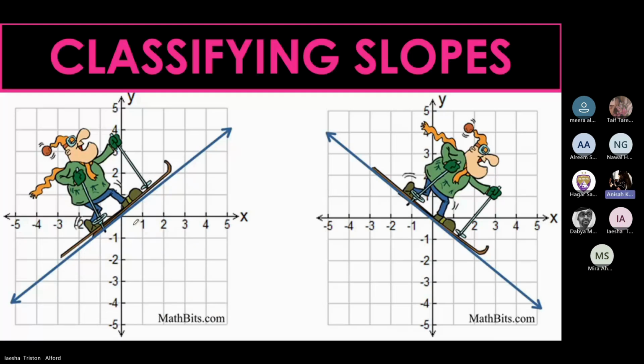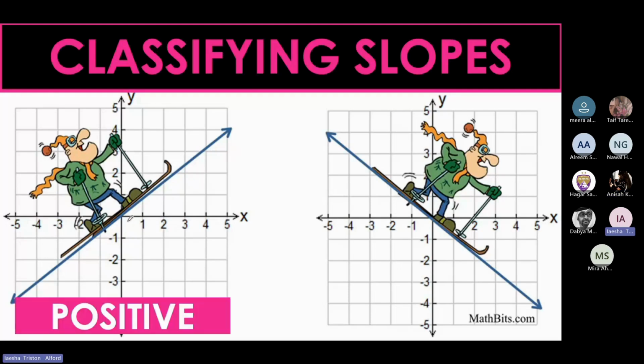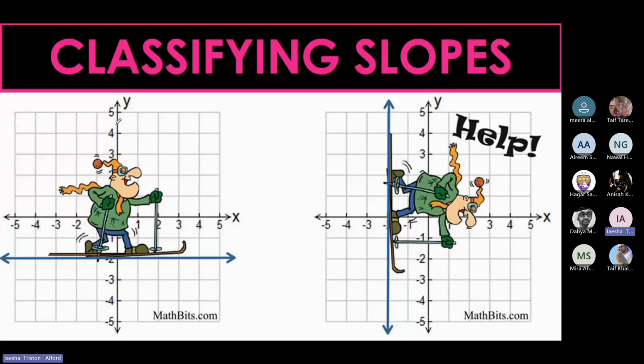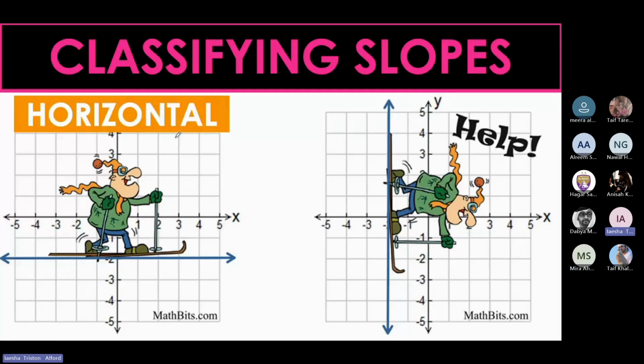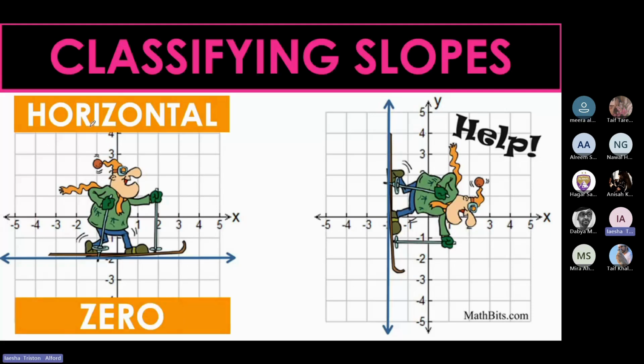Anybody? Positive. Correct. This one is positive, and this one is? Negative. Good. Then, what kind of line do you have here? No, this line. Horizontal. Good. It's horizontal. What should be the slope for this? 0. Good. So remember here, you have horizontal and 0. They both have the letter Z. That's one way you can keep your memory about that.